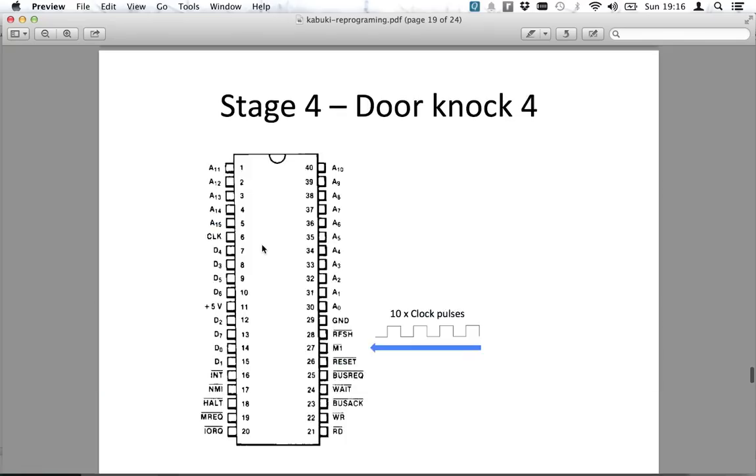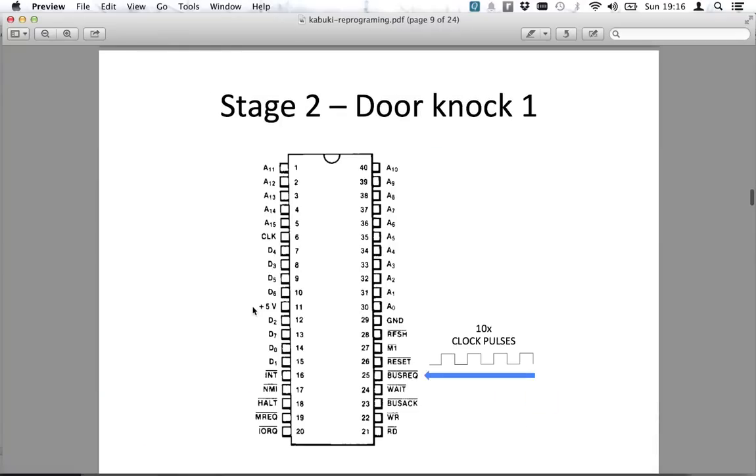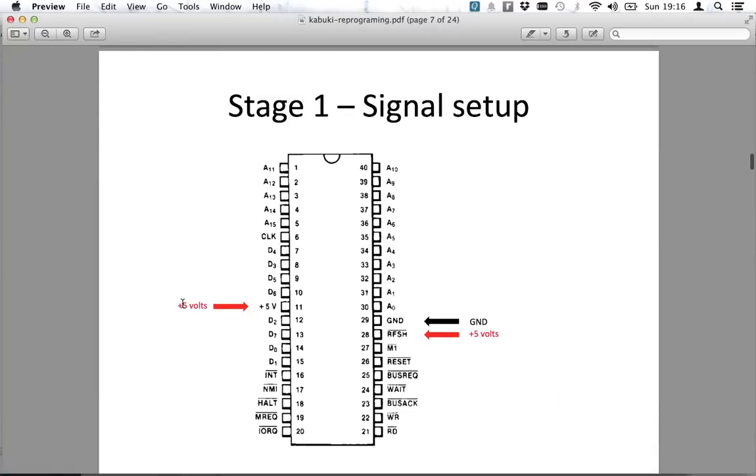So if you remember, at the beginning of the video, we did the signals and the voltages. Remember that while you are transferring the CPU back to the motherboard, which by the way needs to have a fresh battery put in, you need to make sure that this line here, refresh and ground, are powered. Otherwise, as you can imagine, you lose your voltage here, and you'll lose your memory contents, meaning you need to reprogram it again.